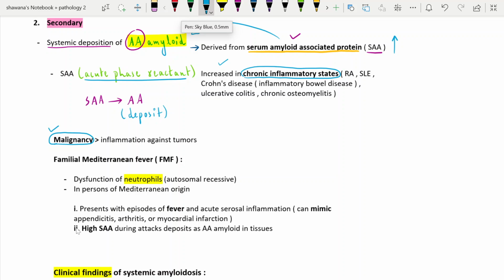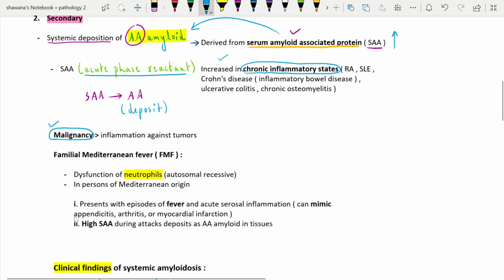The third important thing is familial Mediterranean fever, and it's very unlikely to see in clinical scenarios, but it's most important in the context of exams. Familial Mediterranean fever means that there is dysfunction of neutrophils. It is due to autosomal recessive inheritance, and it occurs in persons of Mediterranean origin.